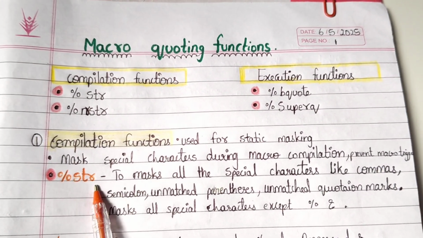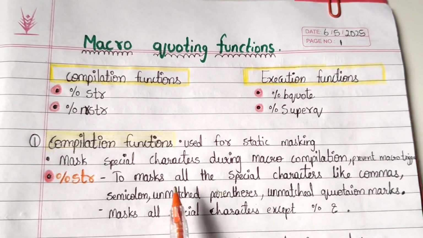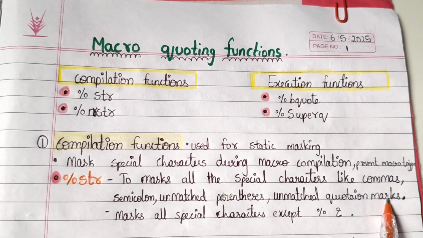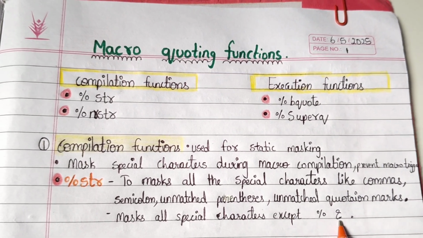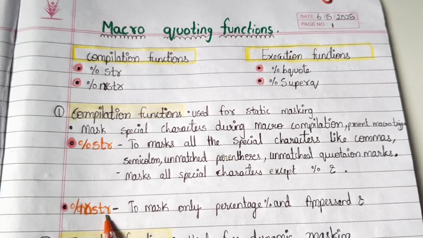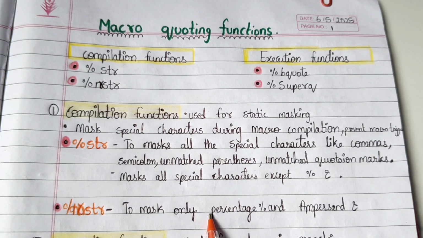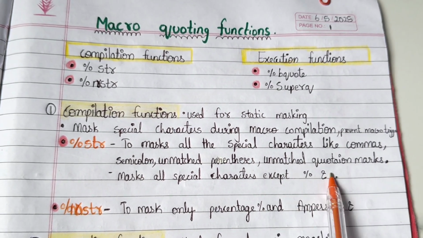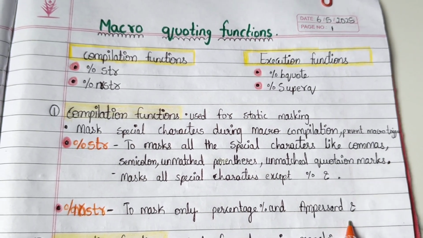First we'll talk about %str. It is used to mask special characters like commas, semicolons, unmatched parentheses, and unmatched quotation marks. It masks all special characters except percent and ampersand. Next is the %nrstr function. %nrstr is used to mask only percent and ampersand. Here it is excluding the others, but it masks only percent and ampersand.